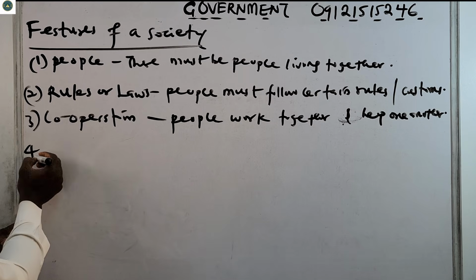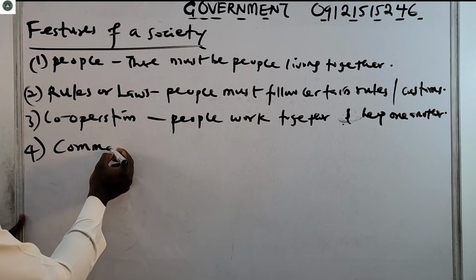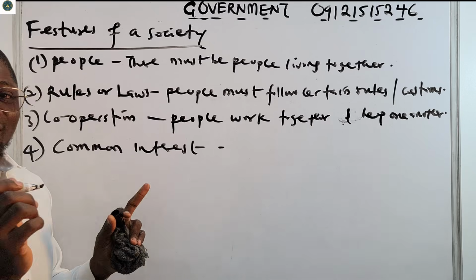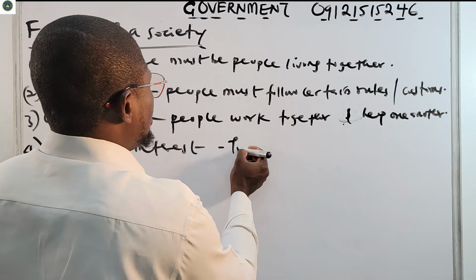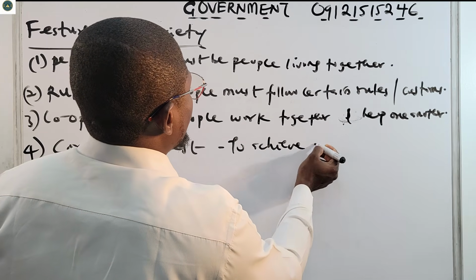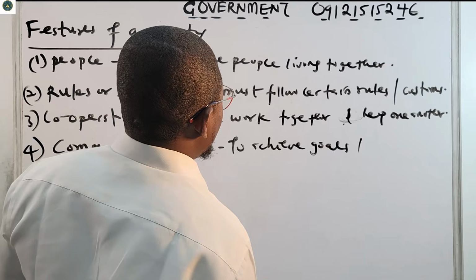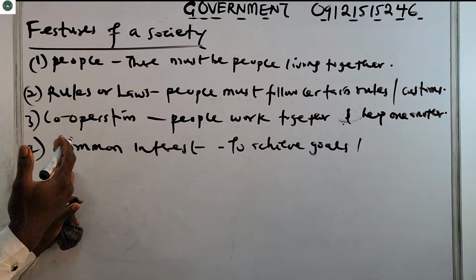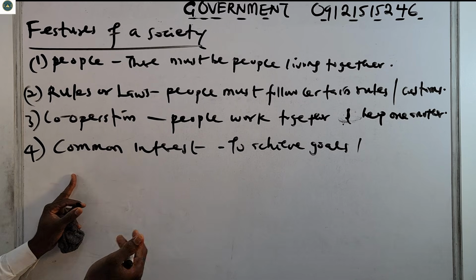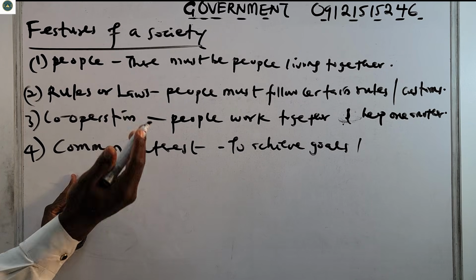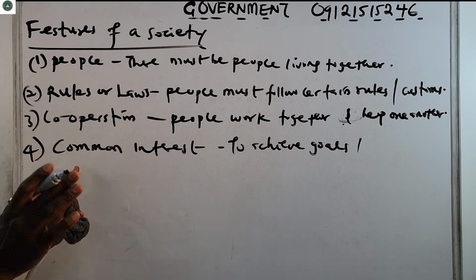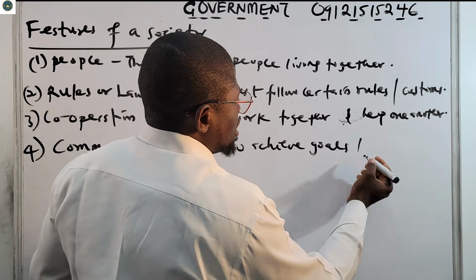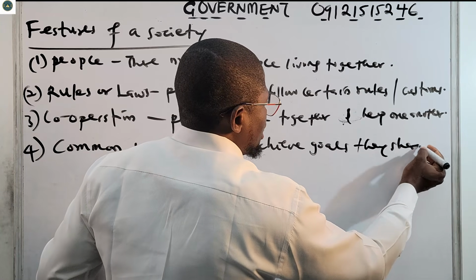So number 4, we say common interest. They must have common interest so they can achieve goals. They must have maybe the same language. The people must share things. They must have the same language and the same goals, so that society can move forward. They share language to achieve goals.